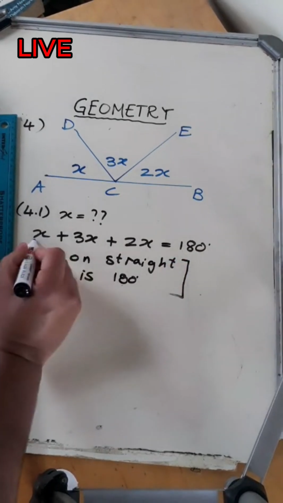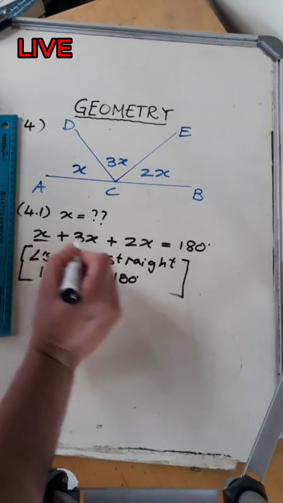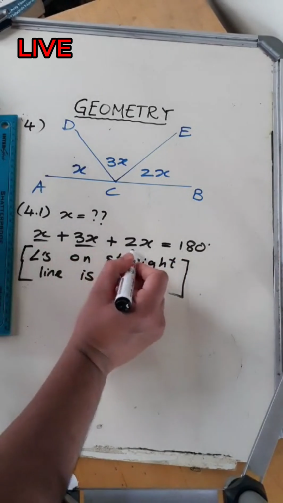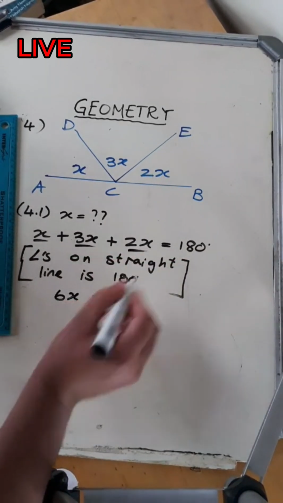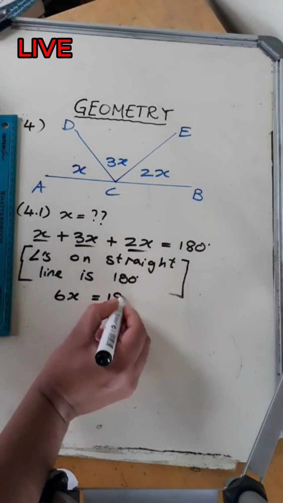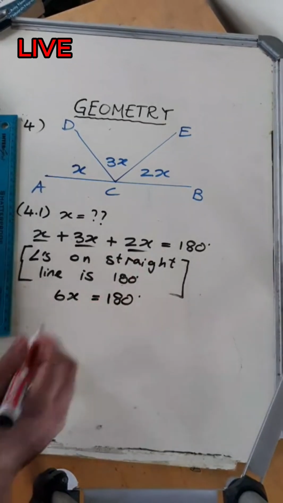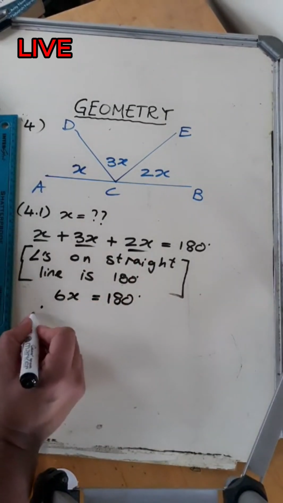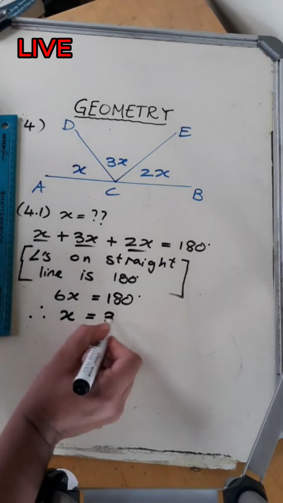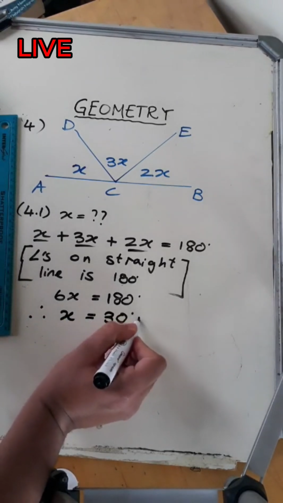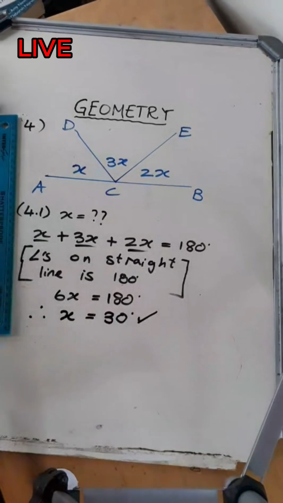So now I need to add up all the like terms, which is x plus 3x is 4x, plus that one is 6x. So 6x is equal to 180 degrees. Now I need to solve for x. That means my x value is going to be equal to 30 degrees, and this here is your final answer. Who got 30 degrees for this one?